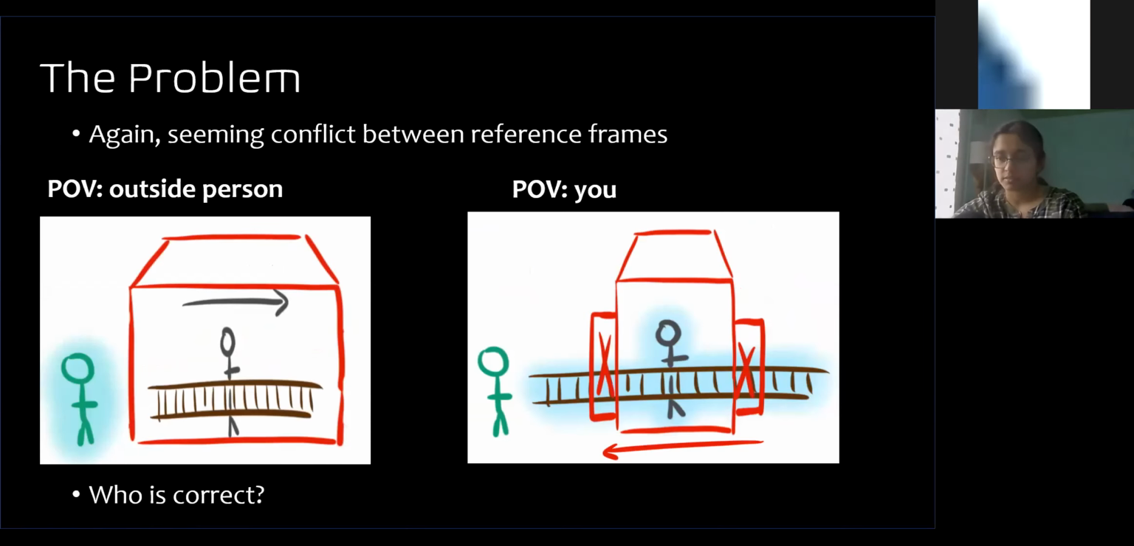So again, the issue here is that there appears to be a conflict between reference frames. According to the outside observer, you move at near light speed, and therefore it is entirely possible for you to become length contracted enough to fit inside the barn, and so he can close the doors and everything's fine. However, according to you, the barn is what's moving. You're staying still, and so therefore the barn is what's length contracted, and if the ladder didn't fit in the barn before, it's definitely not going to fit now. So who's correct?